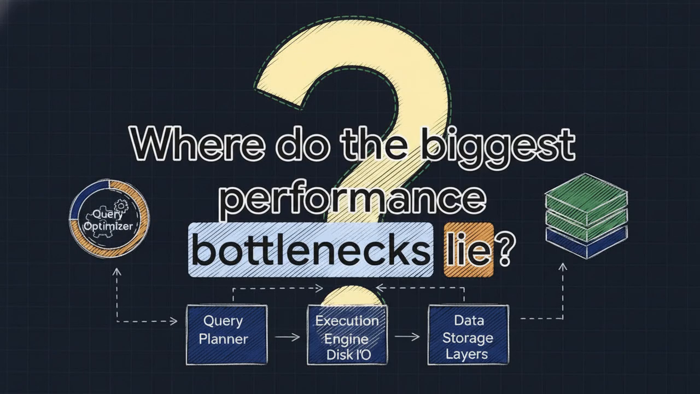So now that you've seen the whole blueprint, I have a question for you to think about. Where in this 4-layer journey do you think the biggest performance bottlenecks are hiding? Is it in the planning phase? Is it during the execution? Or is it all about the physical act of getting those bits off a disk?